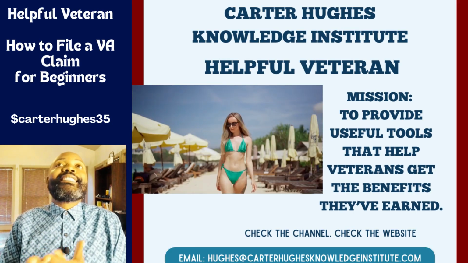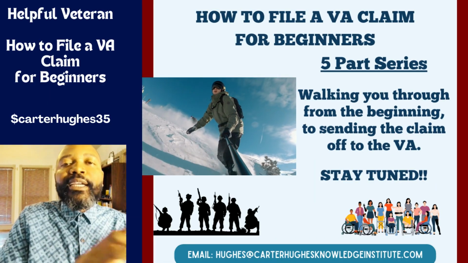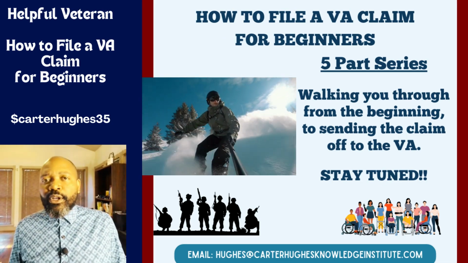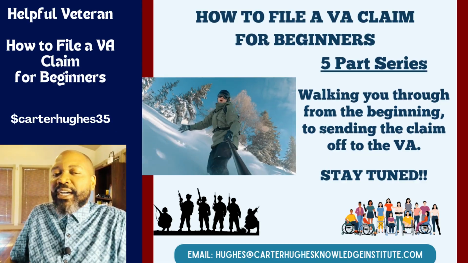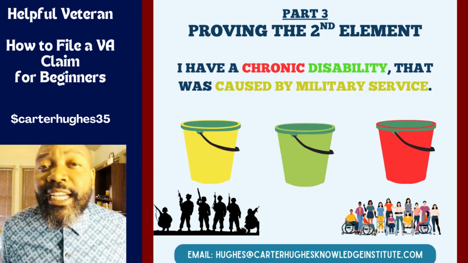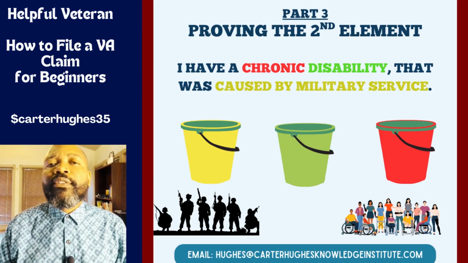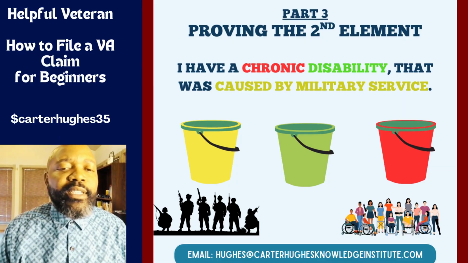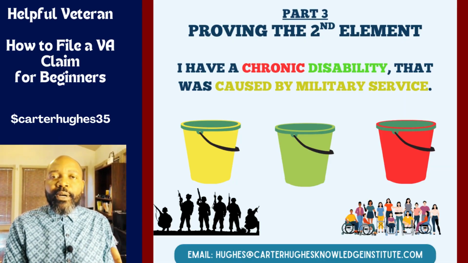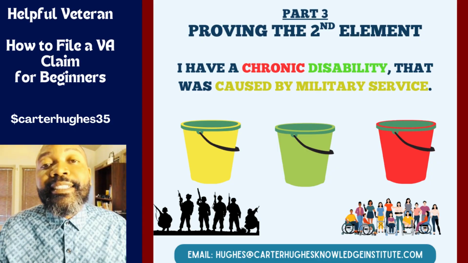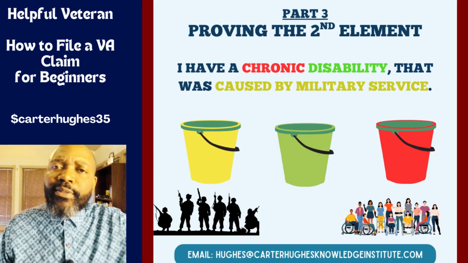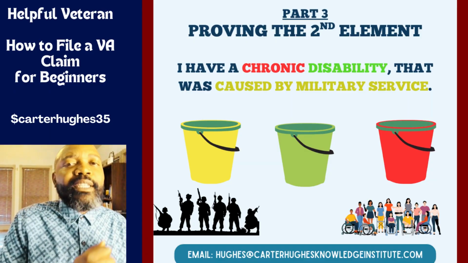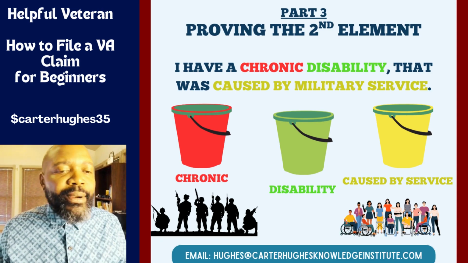This is a 5-part series showing you how to build up your claim and then send it off to the VA. And today, in part 3, we're going to fill up that second bucket. Remember, there are 3 elements of service connection. We broke that down into 3 buckets of evidence that we're trying to fill up. In the last episode, we filled up the first bucket. Today, we're going to fill up the second bucket. You can't do step 2 until you have successfully completed step 1, so go back to parts 1 and 2 and get the proper context.